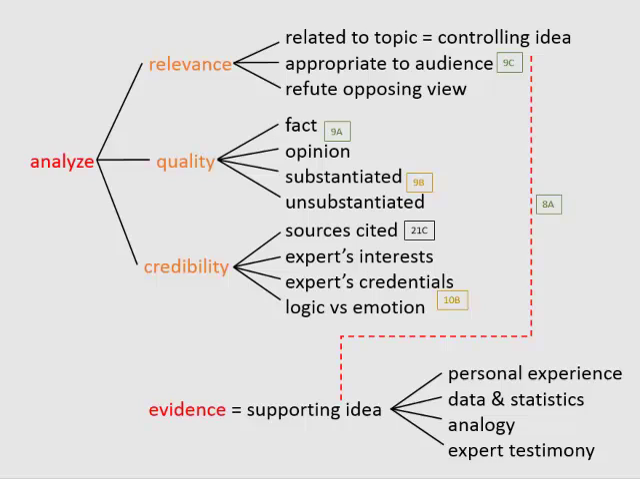Once able to identify the evidence, students can then begin working through the lessons that will help them to determine the relevance of evidence, its quality, and its credibility. Notice that while we look at credibility, students are then moved on to Student Expectation 10B.